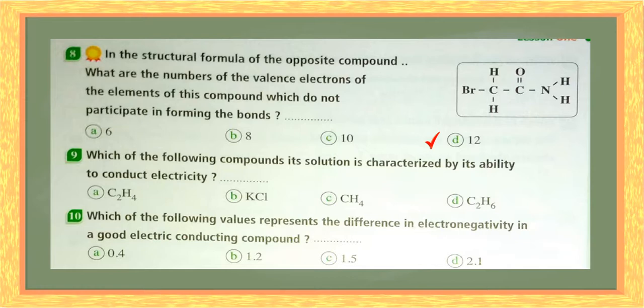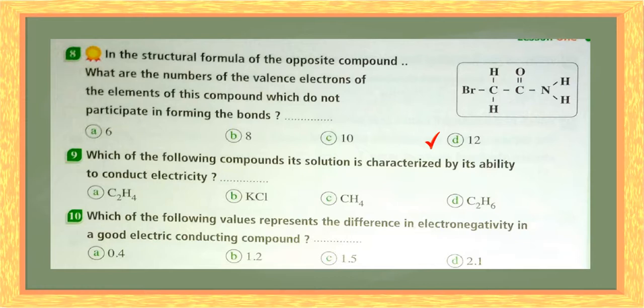Nitrogen here has 5, so we have 8 electrons, 4 pairs, and 4 belong to nitrogen, so we will have 4 pairs of electrons. So in the end we have 12 electrons not forming or not participating in the bond.